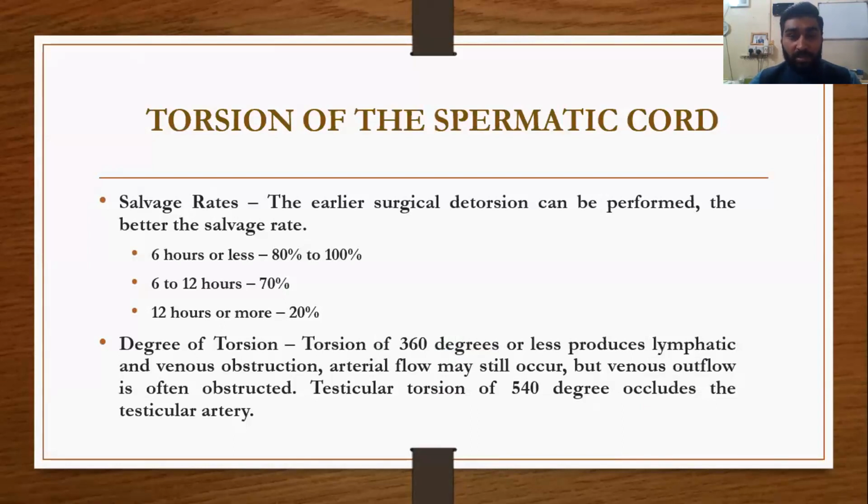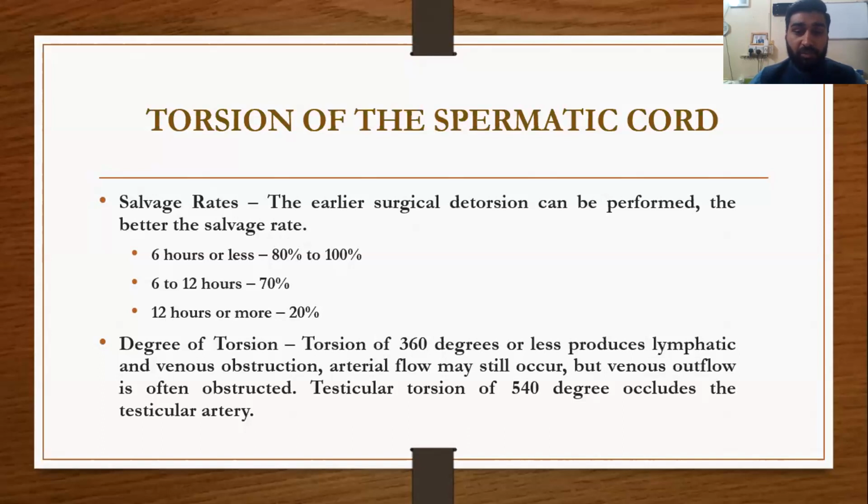Torsion of the spermatic cord: the earlier the surgical detorsion can be performed, the better the salvage rate. If you perform a surgical detorsion in 6 hours or less, there will be an 80% to 100% salvage rate. If you perform a surgical detorsion in 6 to 12 hours, there will be a 70% survival of the testis. And if it occurs after 12 hours, only 20% of the testis will survive. So the earlier the surgical detorsion, the better the salvage rate. It's an acute medical emergency. It also depends on the degree of torsion.